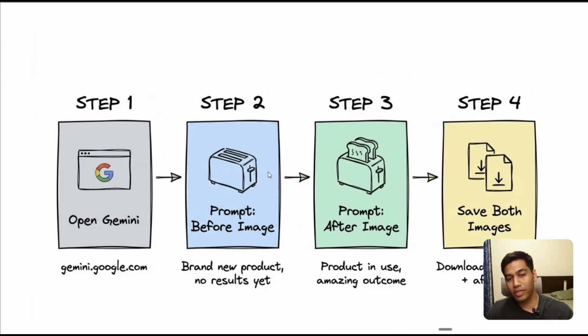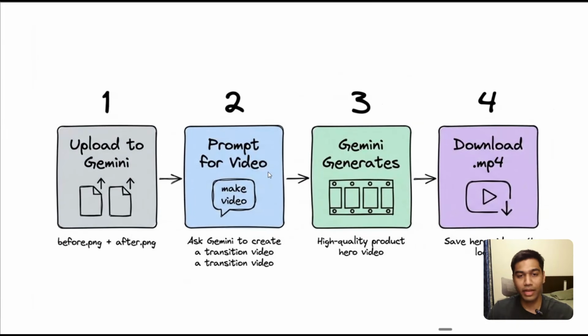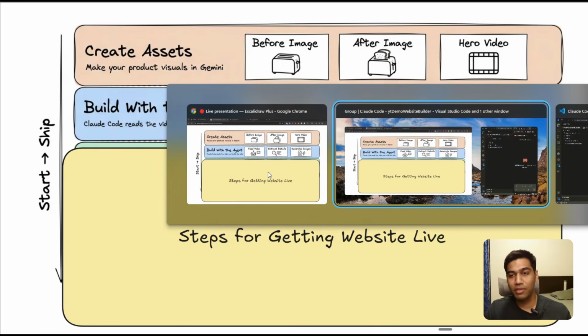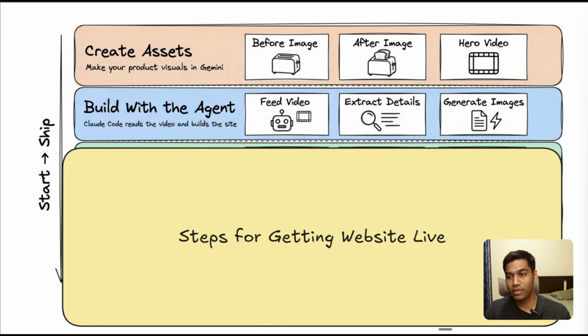So very simply, we opened Gemini, created both the images, and used them to create the final video. So you can see we have the final video with everything built, and then we uploaded these images and got the video done. Now, after that, we technically need to just take this video and give it to the agent that we have created in Claude Code. And let me bring you there. So very simply, let's come back to VS Code.